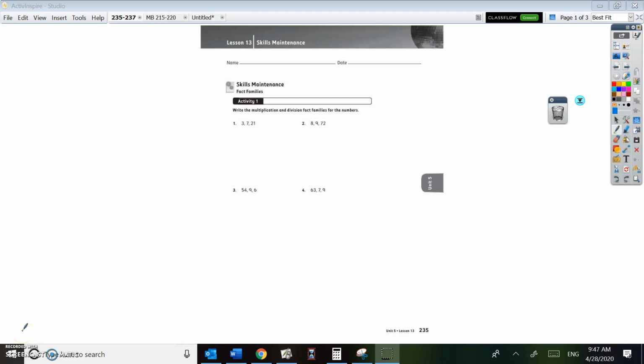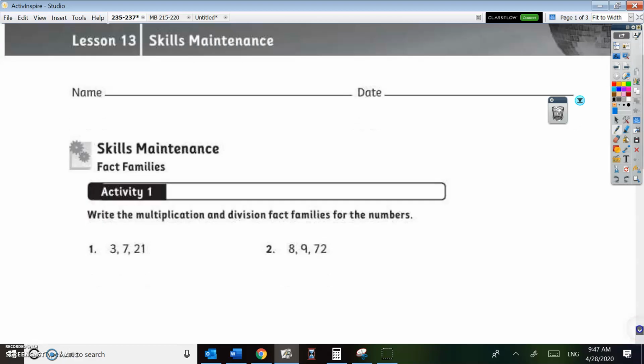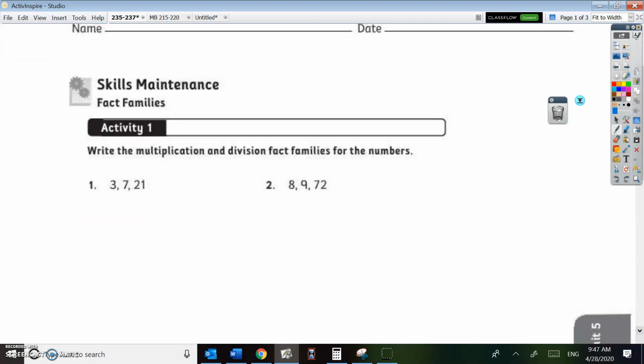Hi, so we're working 235, 236, and 237. 235, this page says, write the multiplication and division fact families for the numbers. Let me get a little bit zoomed in here so we can see better. So our goal here is to make 4 problems using those 3 numbers each.